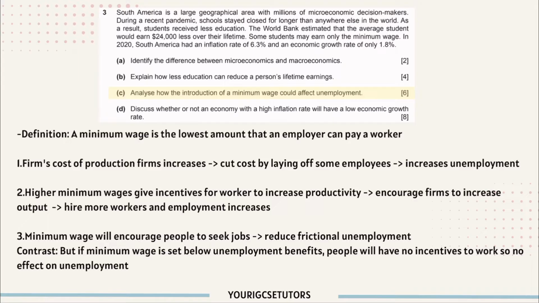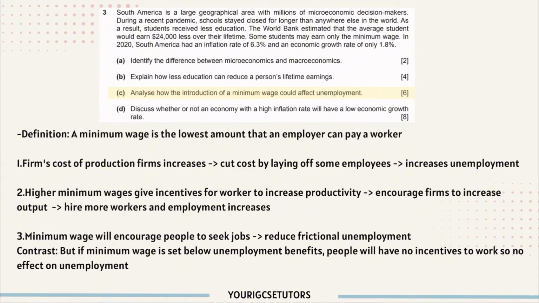unemployment. So what this sentence means is that, remember, unemployment benefits is a state benefit given by government to unemployed people. So for example, the unemployment benefits is $2,500, while the minimum wage is $2,300. So while the unemployment benefits is already so high, people will not have the incentive to seek a job and work. So this is what is meant by this sentence.